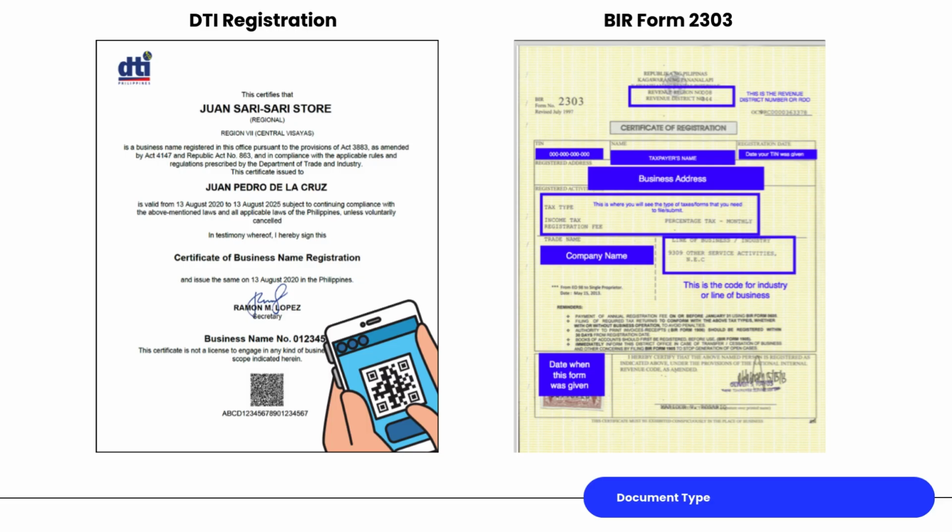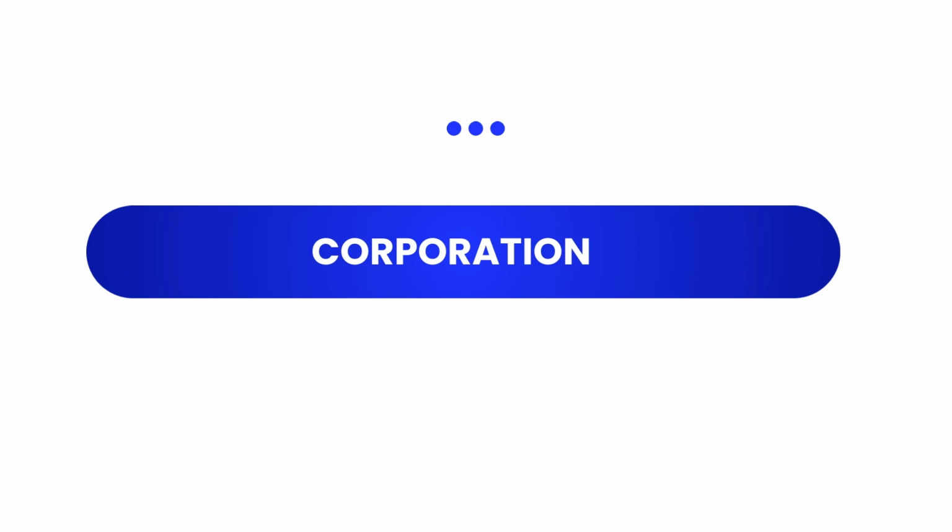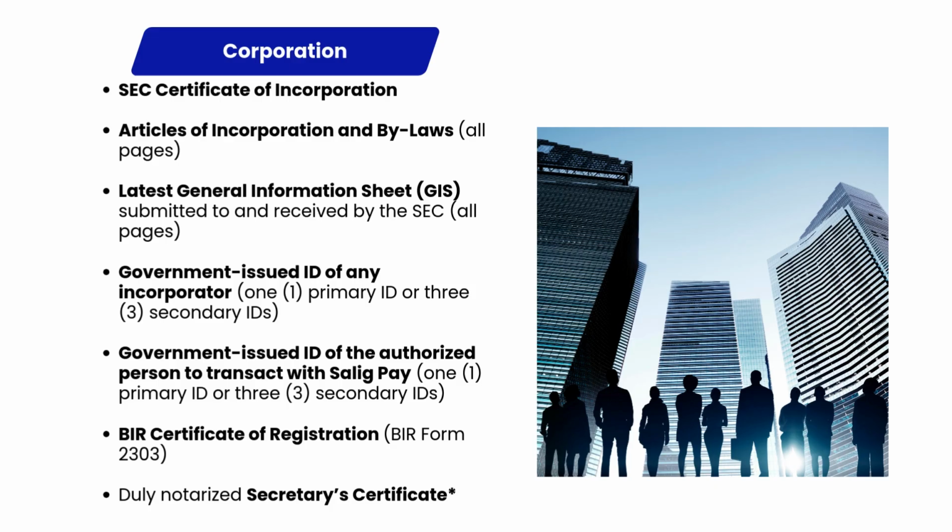Now, if you're looking to apply as a corporation, these are the requirements you will need: the SEC certificate of incorporation, articles of incorporation and bylaws, your latest GIS, and government issued IDs of all the incorporators. Of course, you will also need your certificate of registration and a duly notarized secretary certificate.